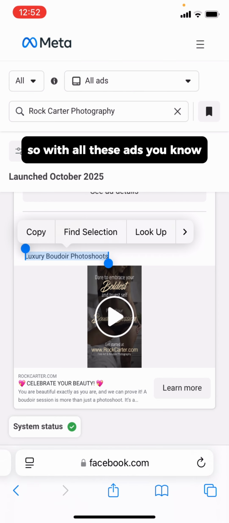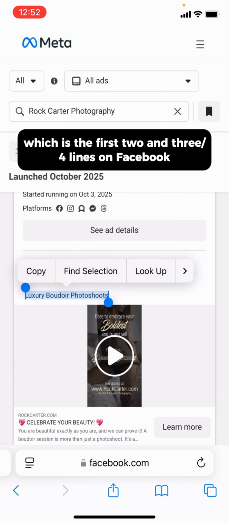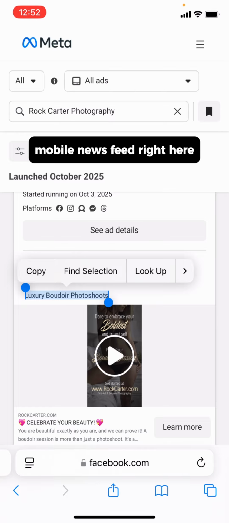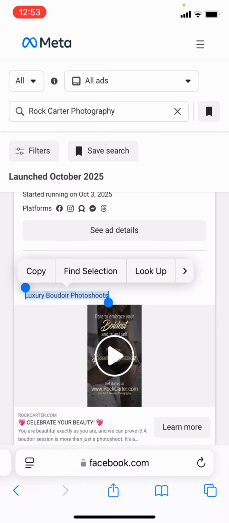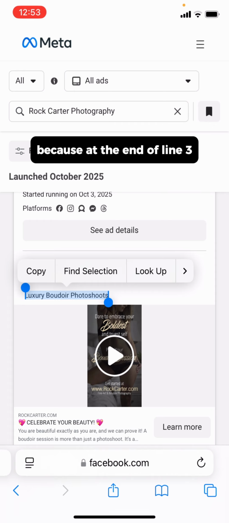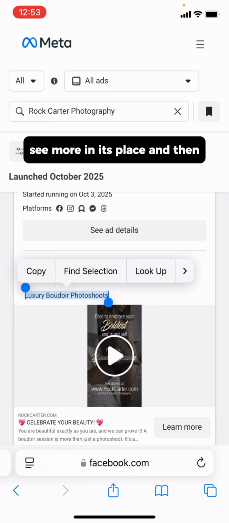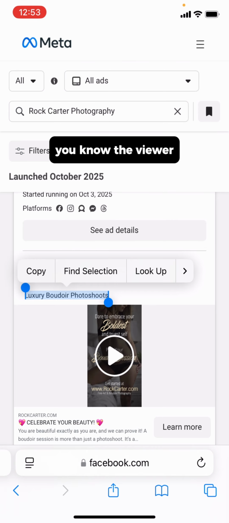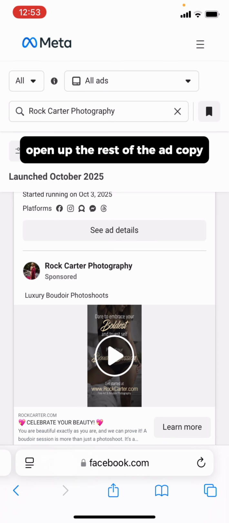With all these ads, we have a See More headline, which is the first 2 3/4 lines on Facebook mobile newsfeed. Right here, we're only using half a line, so we're only using about 25% of the space we've got. We want to use the full 2 3/4 lines, because at the end of line 3, the final quarter will be cut off and say "...see more" in its place. Then the newsfeed scroller clicks "see more" to open up the rest of the ad copy.